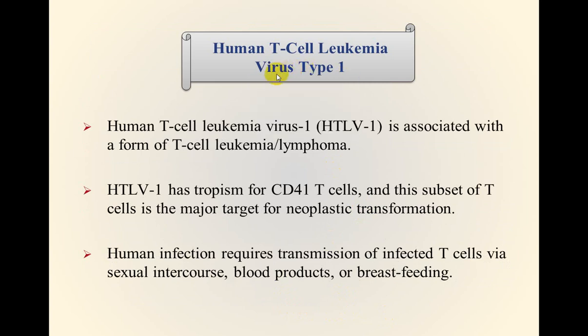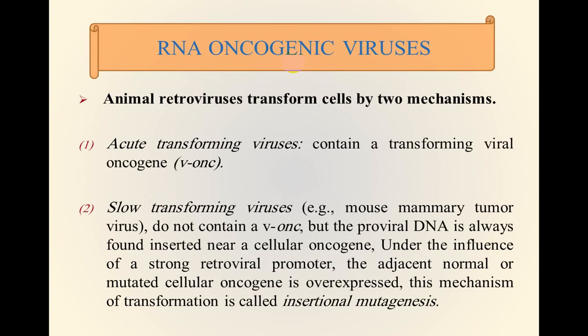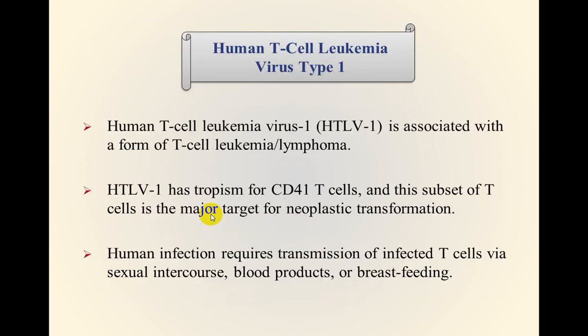Example about RNA oncogenic virus is the human T-cell leukemia virus. We took this example because it has a different mechanism than the previous mechanisms which we illustrated. Human T-cell leukemia virus type 1 is associated with a form of T-cell leukemia and lymphoma.